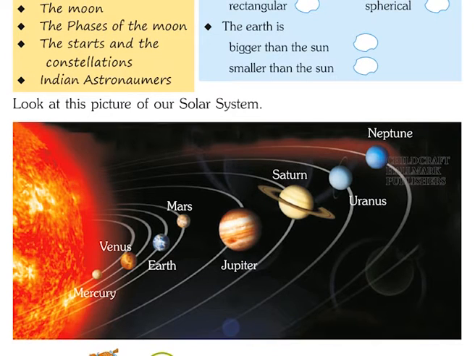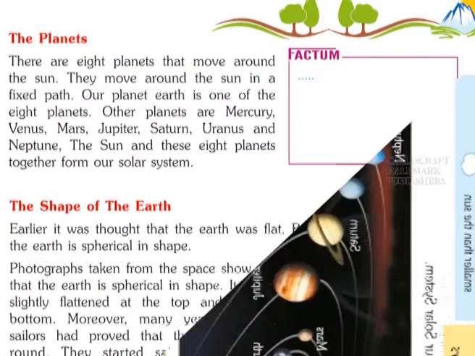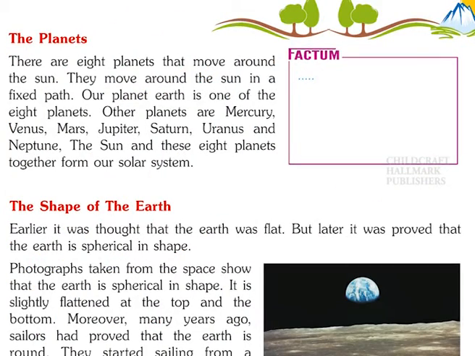Chapter 2. Our Earth and its Neighbors. Look at this picture of our solar system. Mercury, Venus, Earth, Mars, Jupiter, Saturn, Uranus, Neptune. The planets. There are 8 planets that move around the Sun. They move around the Sun in a fixed path.